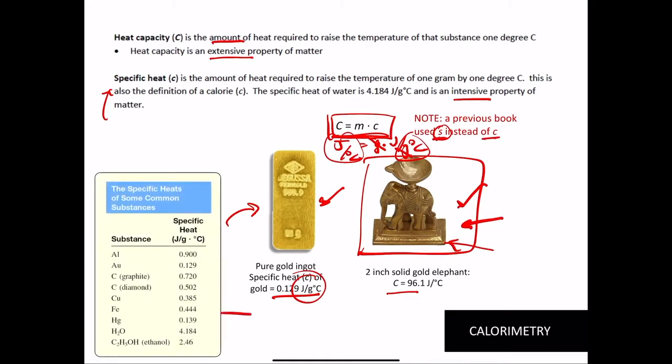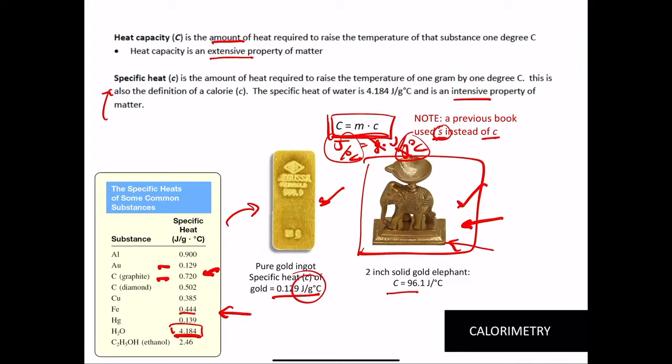Here's a list of some specific heats. Aluminum, gold, graphite has a relatively low specific heat. How about that? Diamond. Water is quite a bit higher, and that's one of the special properties of water, that it's really hard to raise its temperature. It holds thermal energy really well.